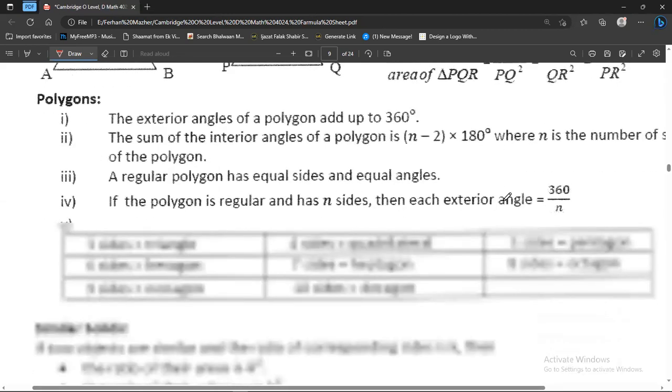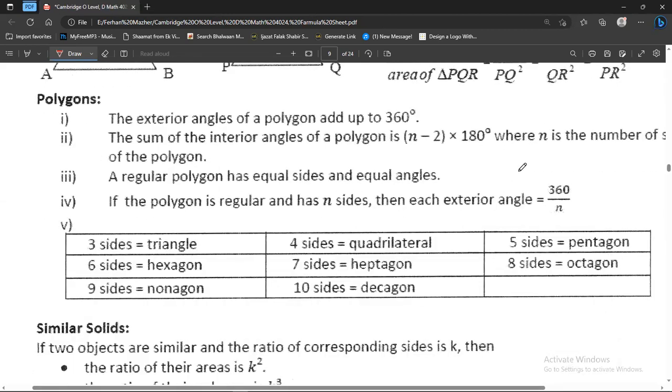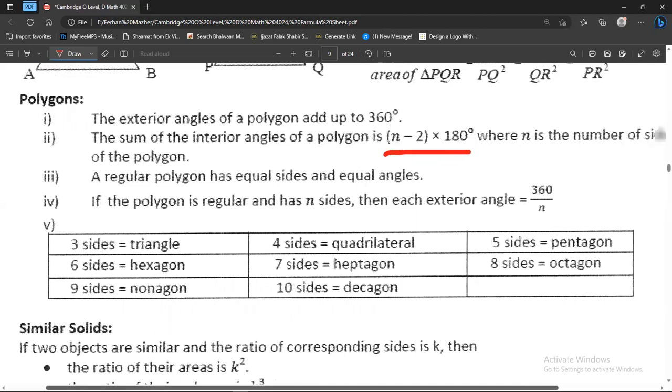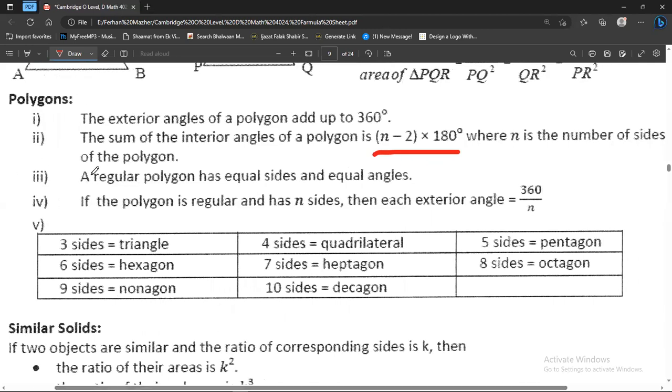Polygons: the exterior angles of a polygon add up to 360. No matter how many sides are in a polygon, the sum of the external angles of a polygon is always 360. The sum of the interior angles of a polygon can be calculated by this formula: n minus 2 multiplied by 180, where n is the number of the sides of the polygon.